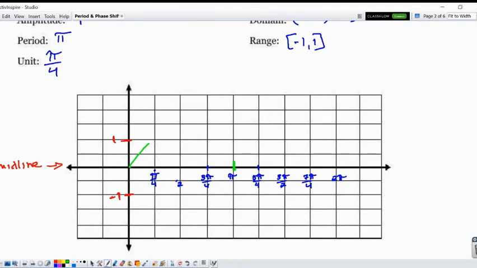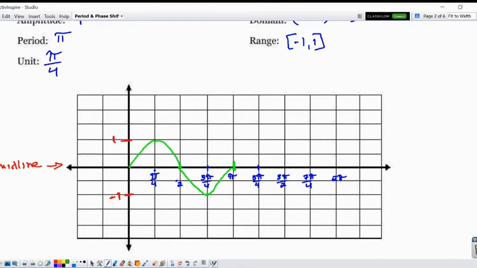We're going to hit our maximum. I put it up here. Sorry about that. And come down to our midline, x-intercept. We're going to come down to our minimum, and we're going to finish the cycle within pi units. So we can see that we have compressed that period.